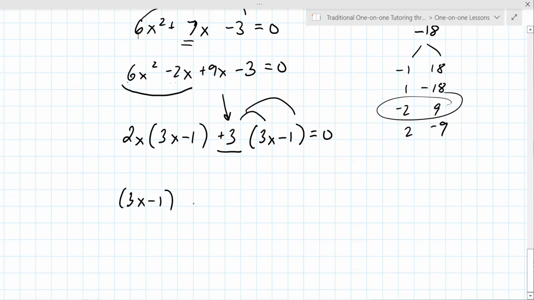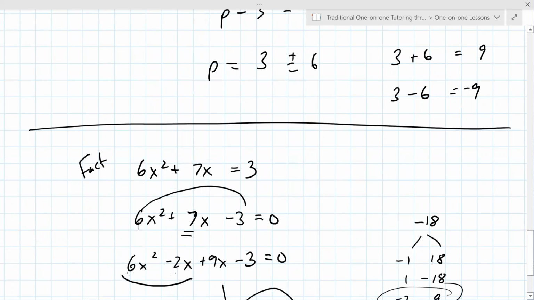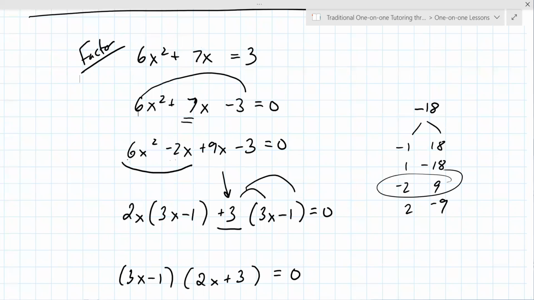3x minus 1, you factor out of both. And what's left over? 2x plus 3. You set those both equal to 0. Actually, this one just said to factor. Yes, just factor. Okay, so we are done. We are completely done at this step.